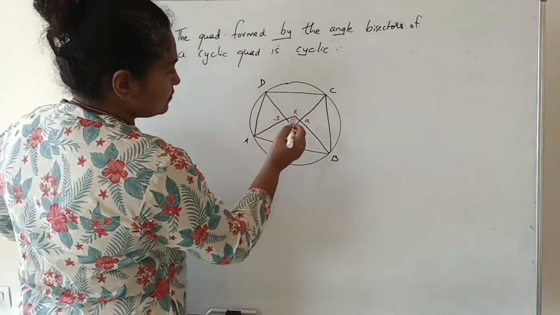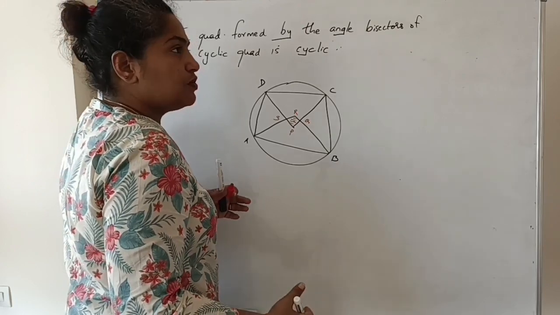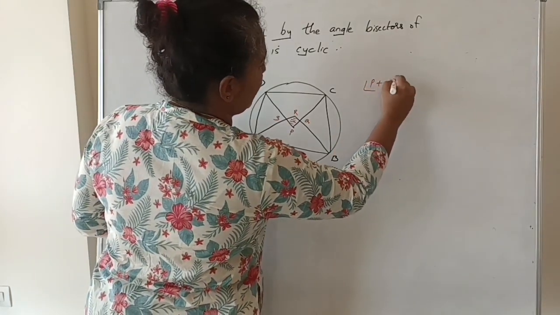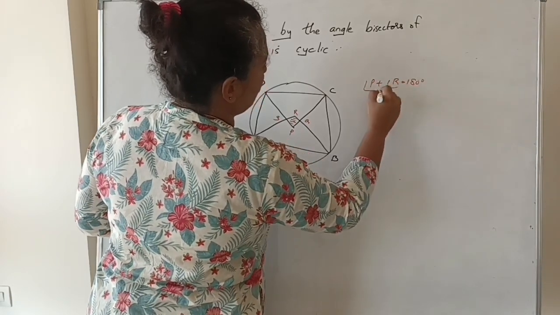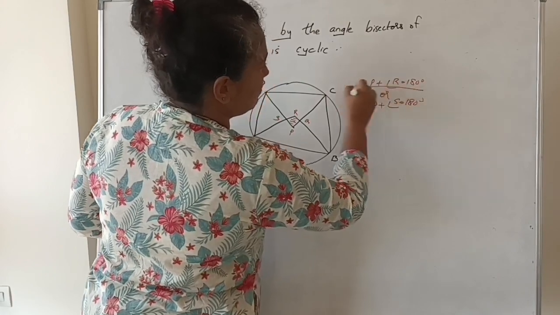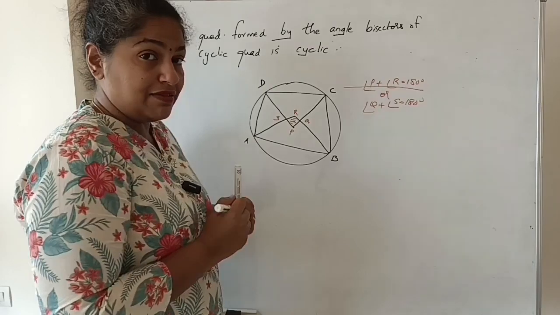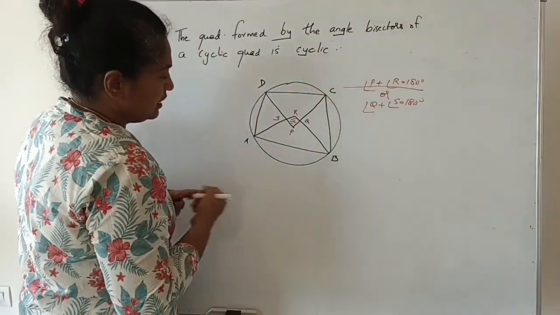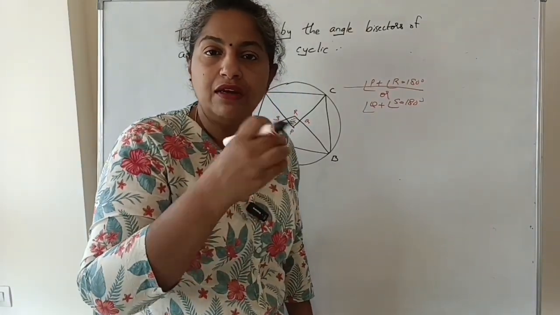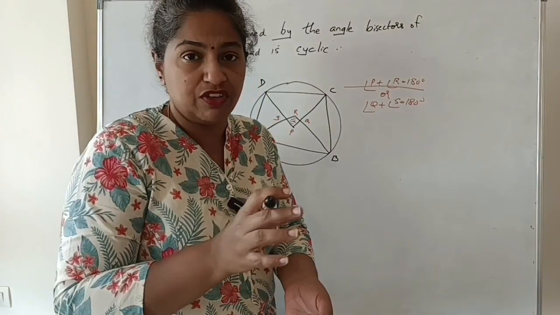Okay, now in order to prove a particular quadrilateral is cyclic, what do we need to prove? We need to prove that the sum of the opposite angles is 180 degrees. So we need to prove either angle P plus angle R is 180 degrees or angle Q plus angle S is 180 degrees. Because if one pair is 180 degrees, the other pair will automatically become 180 degrees. So now let us see how we can do that. In order to do that, we need to include those angles in our statements, or whichever proof we are writing, somehow we need to bring those angles into the picture.